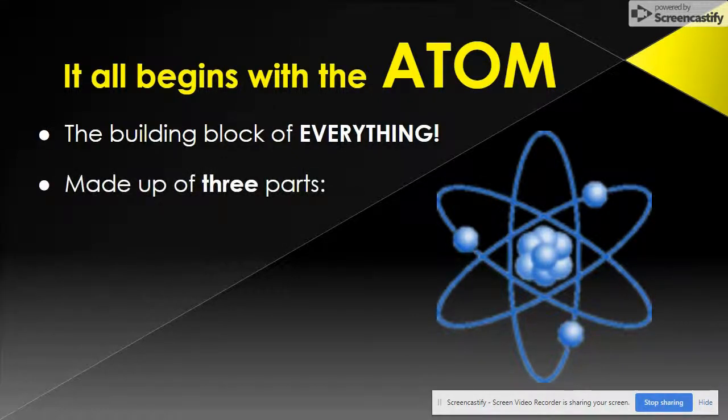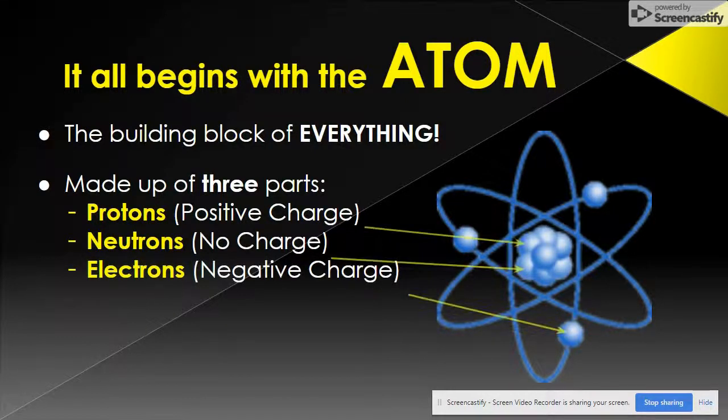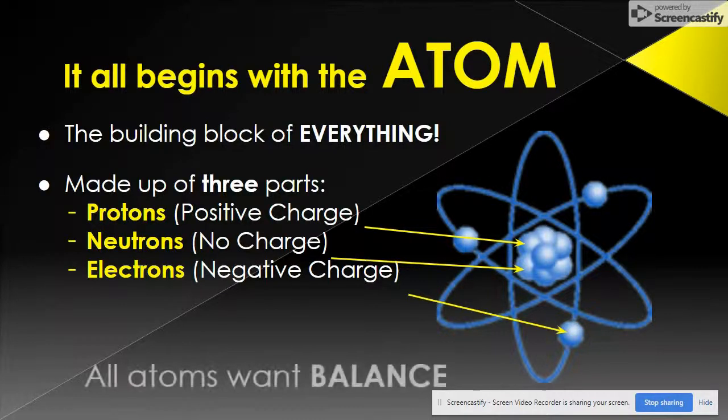All atoms are made up of the same three parts. In the nucleus, or center of the atom, are protons, which have a positive charge. Also in the nucleus, we find neutrons, which have a neutral charge, and orbiting the nucleus, we have electrons, which have a negative charge. We'll talk about charges in more detail, but in general, atoms are happiest when their positive and negative charges balance out.